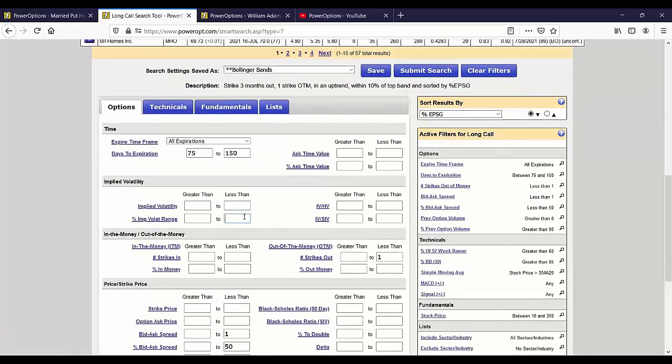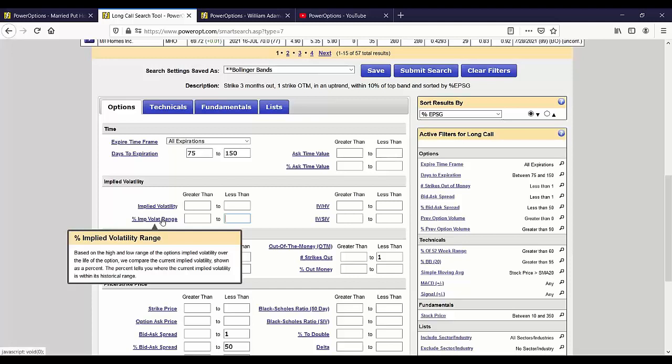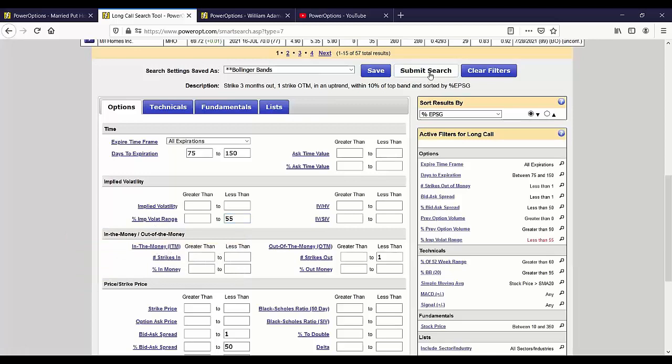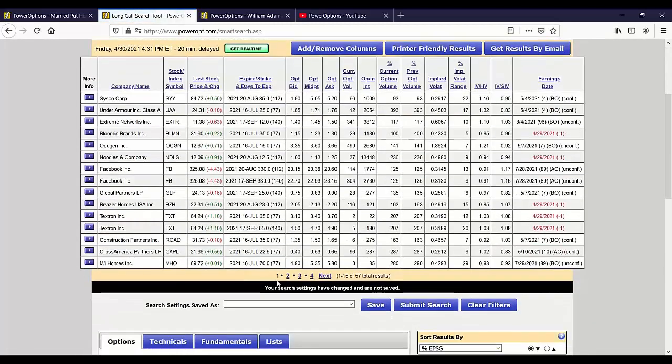When I'm running a search for a married put, maybe a long call, I will use a filter for this percent implied volatility range. And when I'm buying, I'm typically looking for an implied volatility range of less than 55. What does that mean, Eric? It means I'm telling the system to only show me options that are in the 55th percentile or lower of their total implied volatility range over the life of the option.